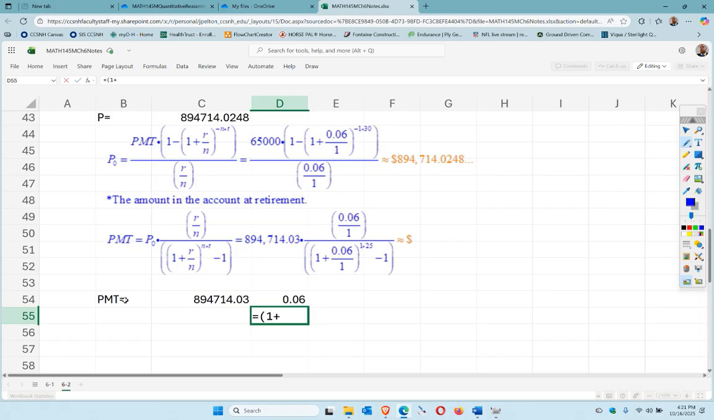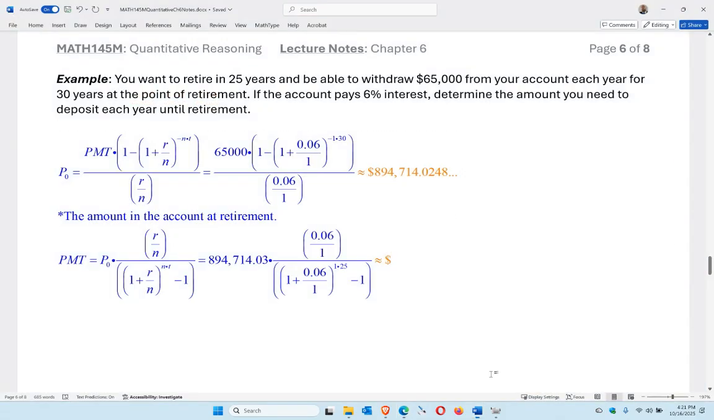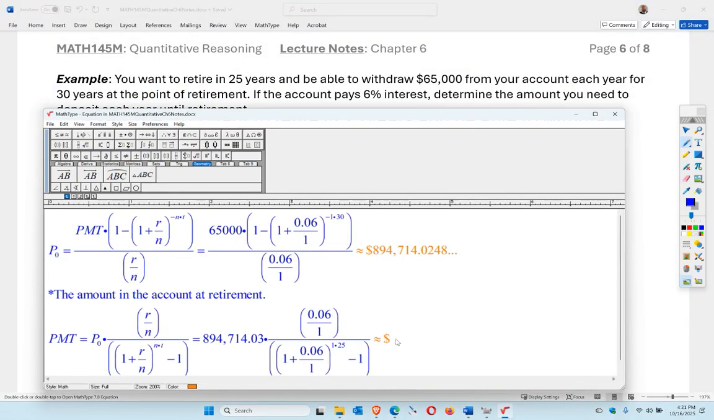1 plus, because there's an exponent involved, right? 0.06 divided by 1 to the power of 25, right? And then just a minus 1 on the end. Yep. Okay, so my payment equals this one times this one divided by that one. And that looks good. Alright, so we'll go to here, and we'll put 16,307.7005, and it kept going basically, right?